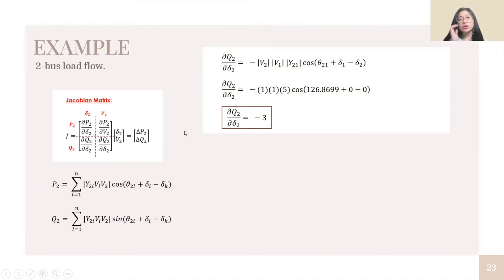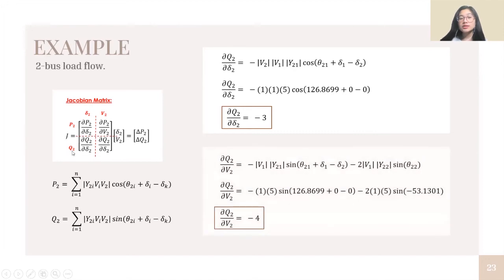So, now to solve for our Q2, substitute the values for V2 and V1, which are both 1. And our Y21 is 5, cosine 126.8699, and our delta 1 and 2 is basically 0. So to solve for this, we arrive at an answer of negative 3. So we have to input it over here, negative 3.